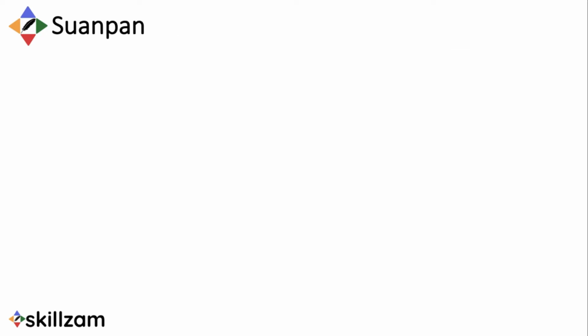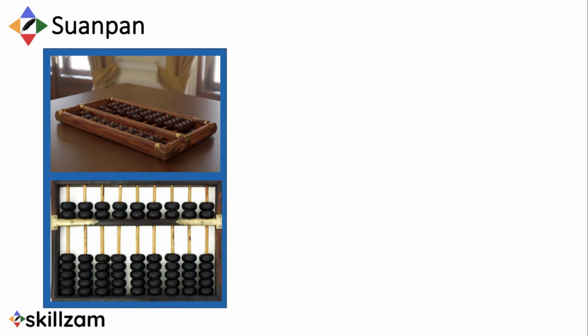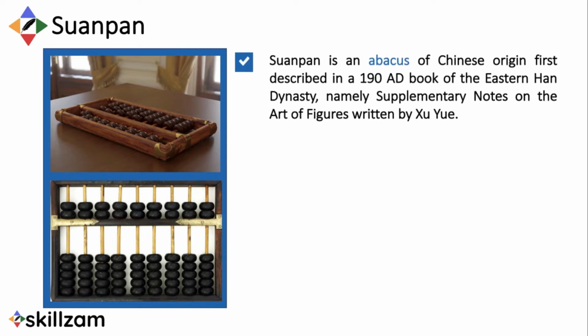Suanpan. The abacus was initially used for arithmetic tasks. The Roman abacus was developed from devices used in Babylonia as early as 2400 BC. Suanpan is an abacus of Chinese origin, first described in the 190 AD Book of the Eastern Han Dynasty, written by Xu Yue.